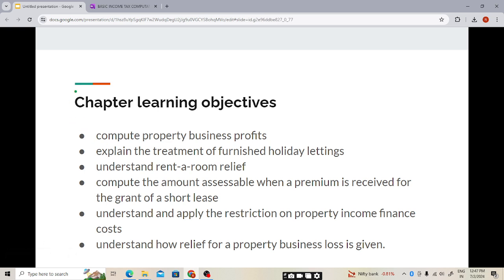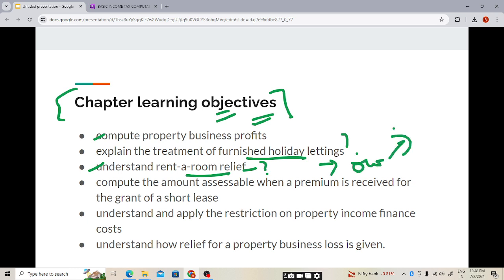What are the learning objectives and the content we will be learning? The learning objectives of this chapter: compute property business profits, explain the treatment of furnished holiday lettings and the conditions that convert a property into furnished holiday lettings, and understand rent a room relief. What is rent a room relief? You own a house, and in your house you have 10 rooms, and of these 10 rooms you are letting out 1 or 2 rooms, those rooms that are not useful to you.